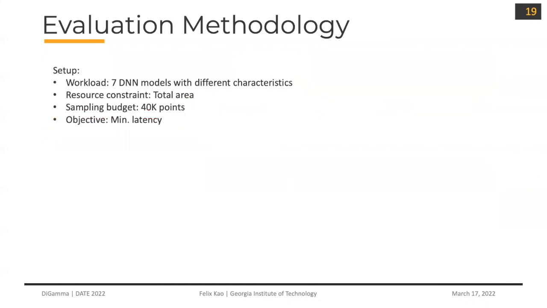Now let's look at our evaluation. For the setup, we compare on 7 DNN models, and for the resource constraint, we use total chip area. For the sampling budget of the algorithm, we use 40K data points. The objective is to minimize the latency.